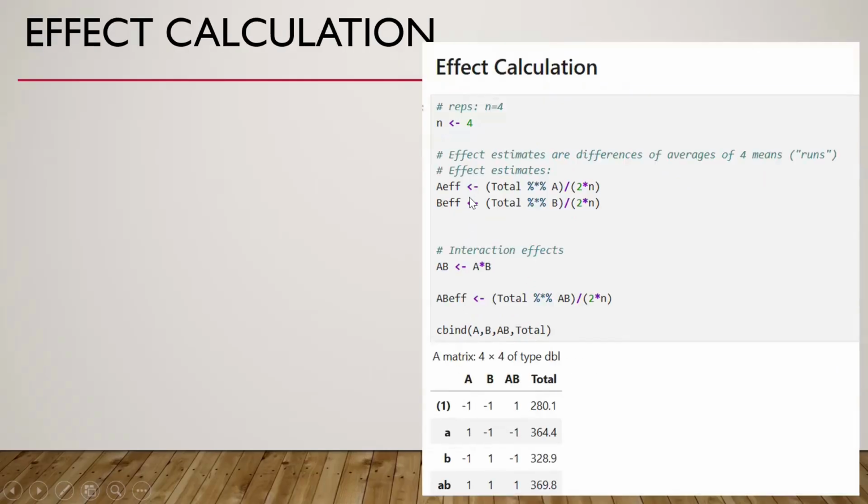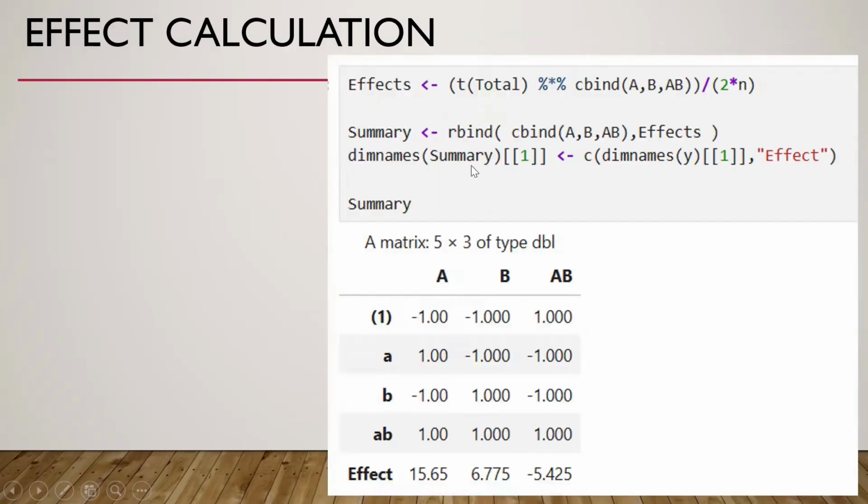Then we have calculated the effect of A, effect of B. Then we have calculated the column AB and also the effect of column AB. So this is how we have made a table of effect size here. So this is similar to our manual calculations.